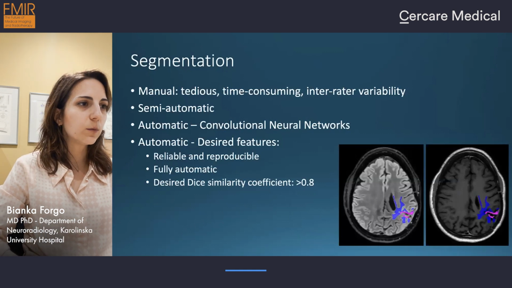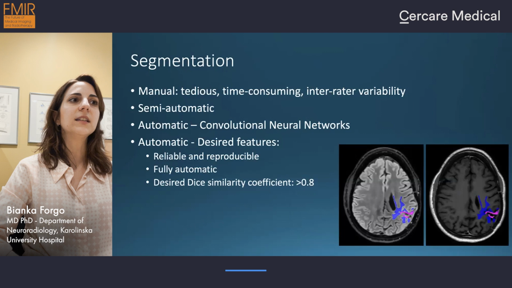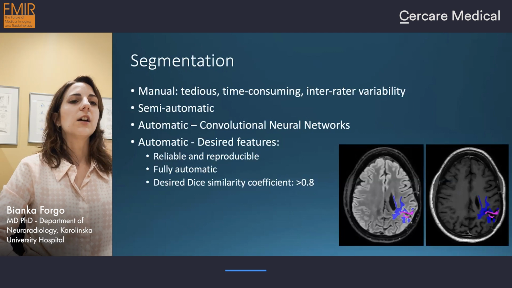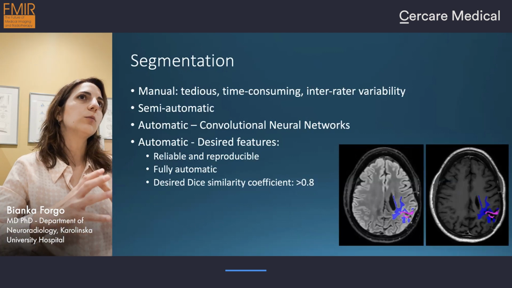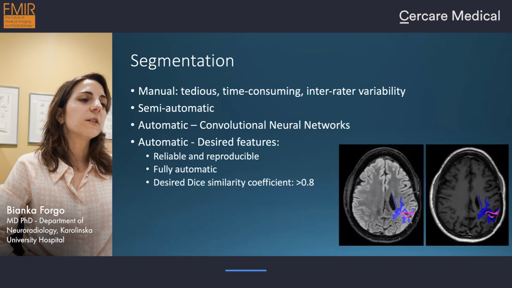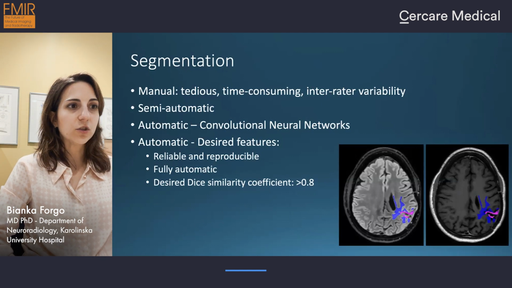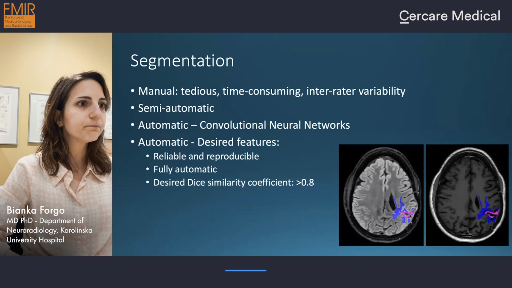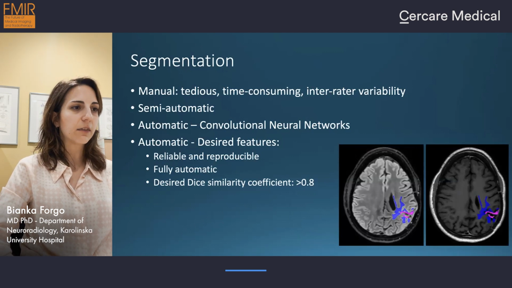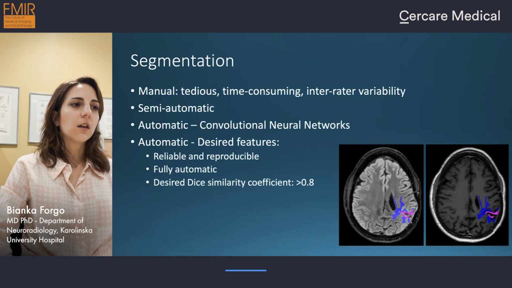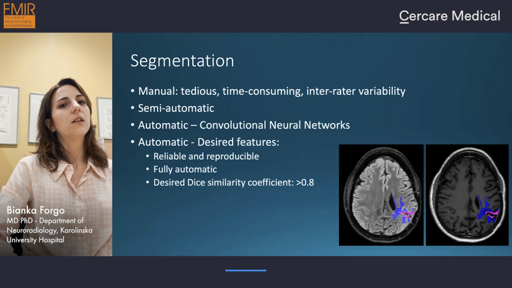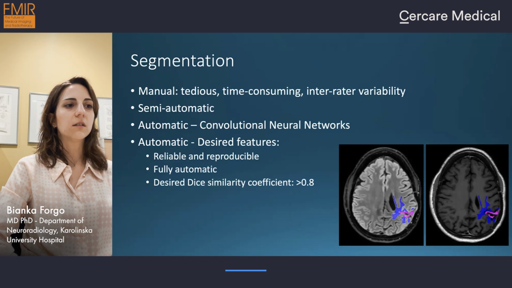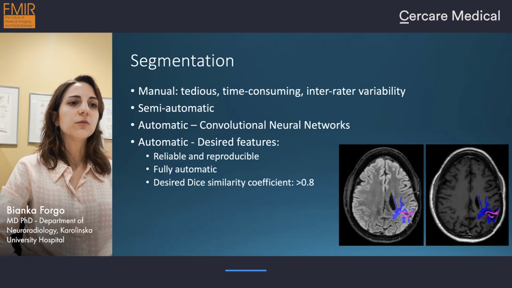So there are different ways we can do segmentations. Obviously, the manual delineation of these structures is a tedious, time-consuming procedure and has a lot of inter-rater variability. Semi-automatic segmentation methods are based on an automated part, which will then be manually corrected by the user. And we obviously have automatic segmentation methods, which mainly use convolutional neural networks. The desired features of these segmentation methods are reliability, reproducibility. They are fully automatic, and an important criterion as a quality control of these methods is the dissimilarity coefficient, which is desired to be above 0.8.